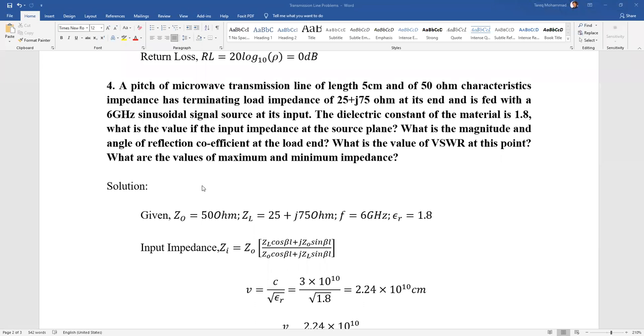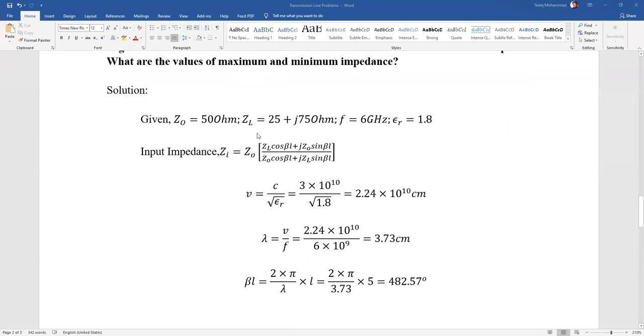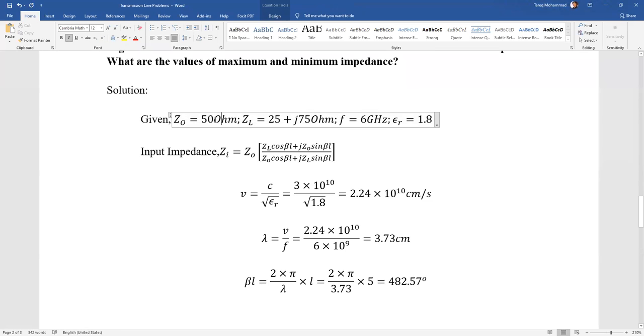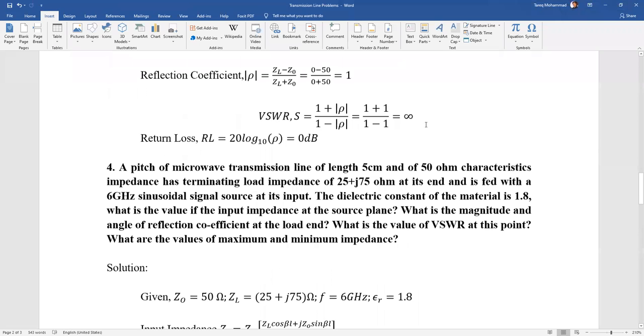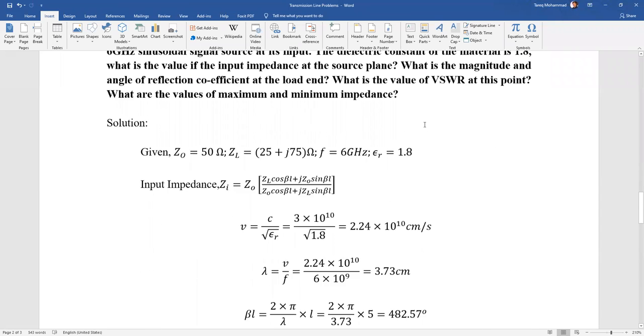Now, as I said earlier, the main thing is almost the same. Just see what values are given here. Velocity is in centimeter per second. If I write the acceleration, then it would be centimeter per second square. So these things are given: Z0 is 50 ohms, ZL is 25 plus j75 ohm. These values are given.